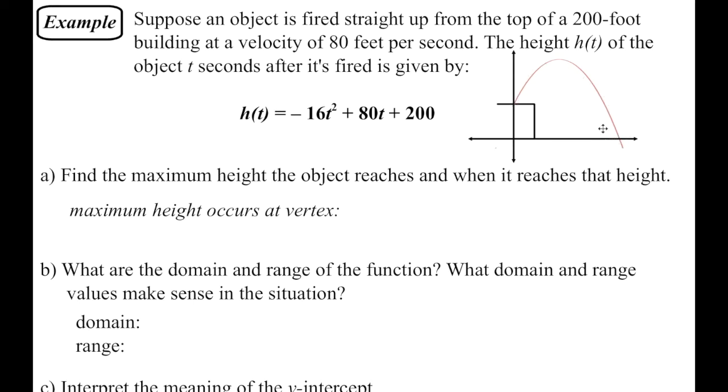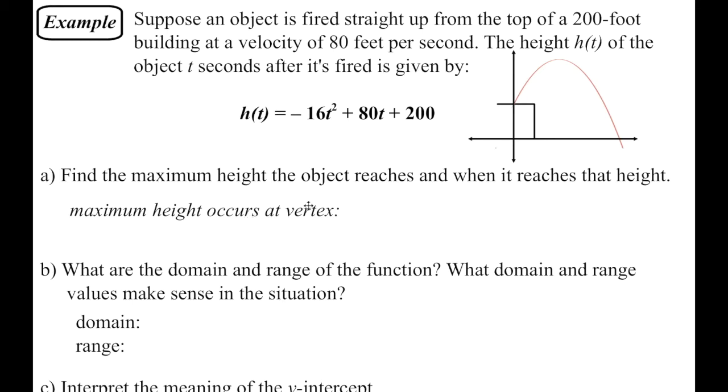It says find the maximum height the object reaches, and when it reaches that height, we want to know what is the y value at that top point right there. Okay? What is the output or the y value? And we also want to know what is the x value? What time does that occur? And what value does it have? So we want the coordinates of the vertex. That's what that's asking. So the maximum height occurs at the vertex.